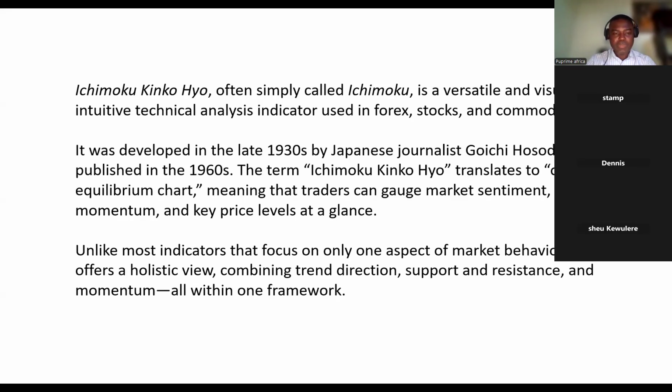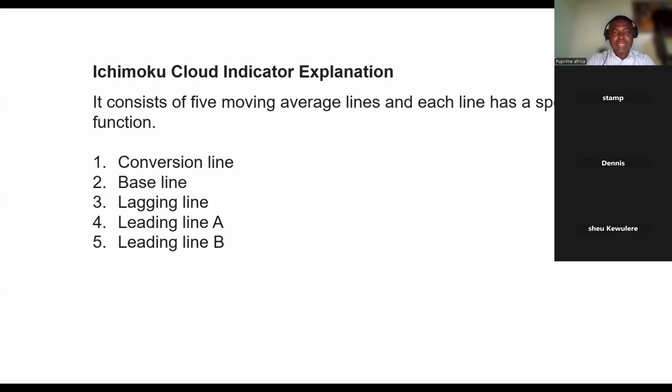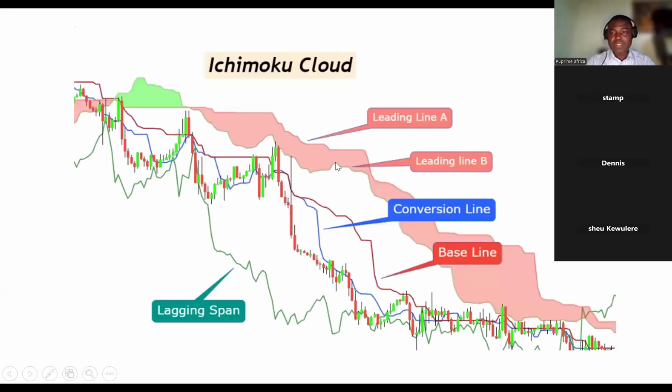All right, let's move forward. Ichimoku cloud indicator explanation. It consists of 5 moving averages and lines, and each line has a specific function. We have the conversion line, the baseline, the lagging line, the leading line A, and the leading line B. These are the 5 moving averages that form this Ichimoku.